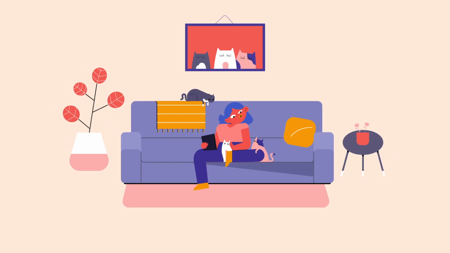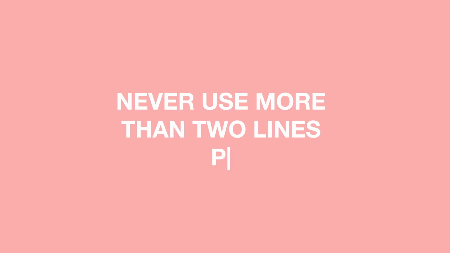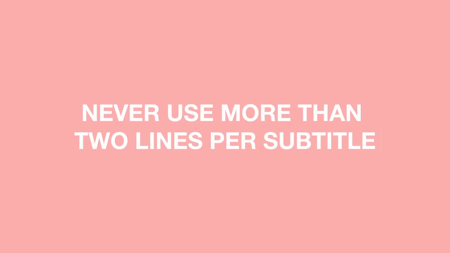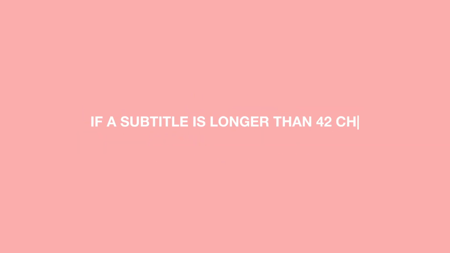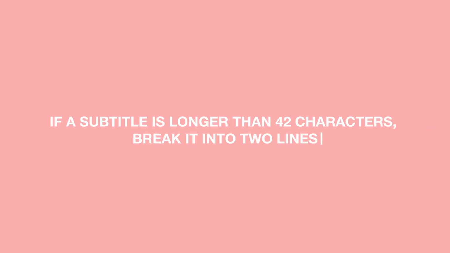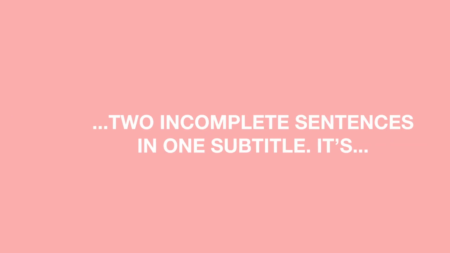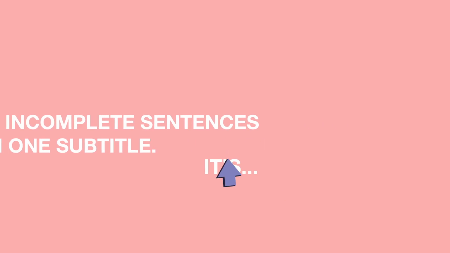When you create subtitles, stick to these simple rules. Never use more than 2 lines per subtitle. In most languages, if a subtitle is longer than 42 characters, break it into 2 lines. Make sure each subtitle is on screen for at least 1 second. Never combine 2 incomplete sentences in one subtitle.